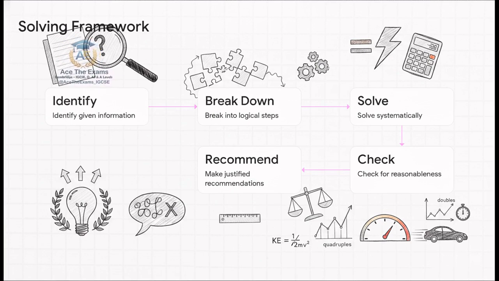Kinetic energy quadruples because KE equals half mv squared. Therefore, the work done by the brakes must quadruple, meaning the braking distance quadruples if the braking force is constant. If you can extract that trend from a table under time pressure, you are thinking exactly like an A-star student.